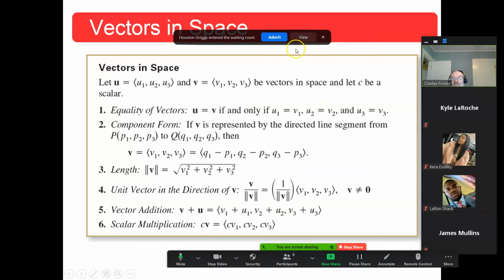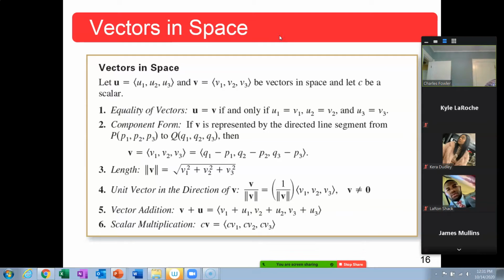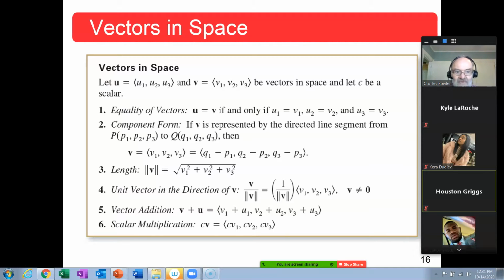Okay, here comes Houston. We're more than halfway here. Houston is here. Okay, so that gets us 5 out of 8. Hopefully the others will be showing up too.